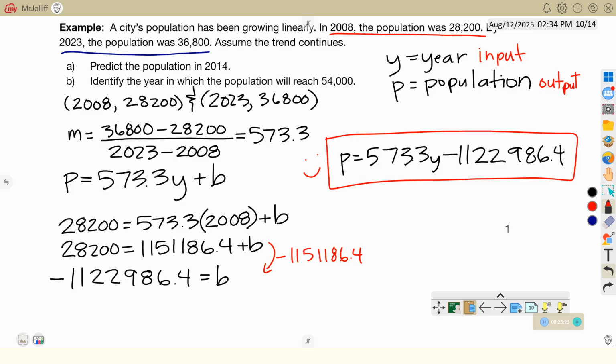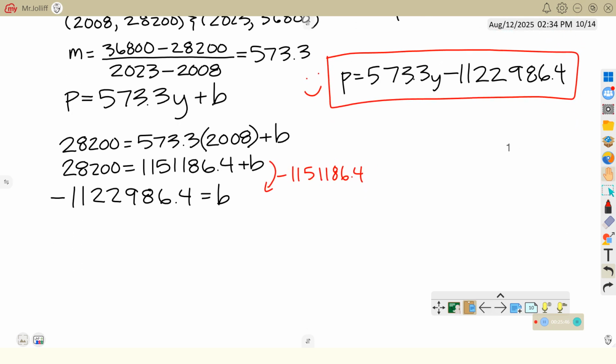Okay. Now we're going back to the question Julie asked at the end of the last question, which is, aren't we going to do something with that? And the answer is yes. They ask us to make a prediction. Question A: what is the population in the year 2014? The question is, how do I do that?